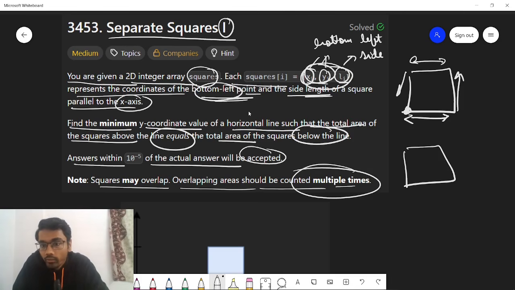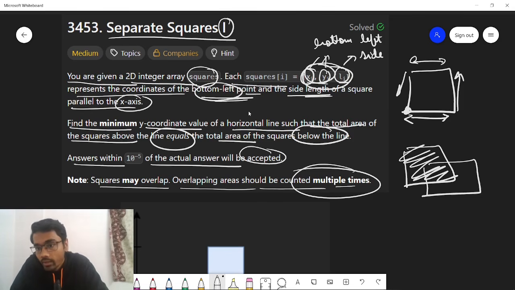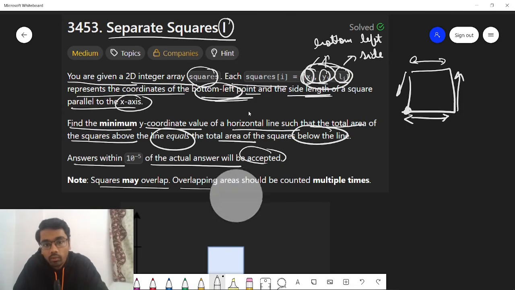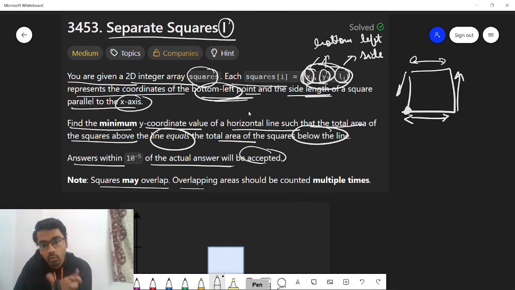So if two squares are overlapping, in this case we will consider the area 1 as this and area 2 as this. So we don't need to worry about the overlapping part. We can just count it multiple number of times in the multiple squares. So this actually solves the problem of overlapping squares. We can just focus on getting the lowest y coordinate, which can say that the area above my line and the area below my line are equal.